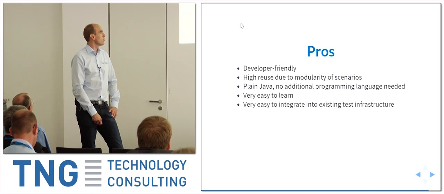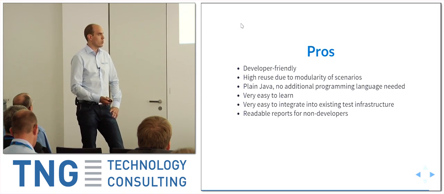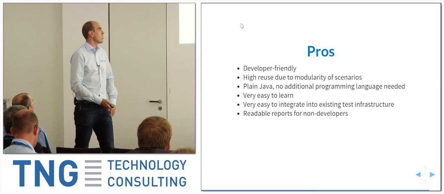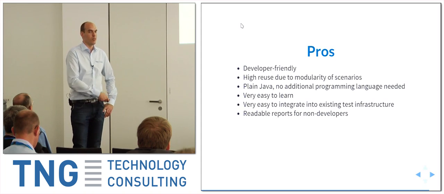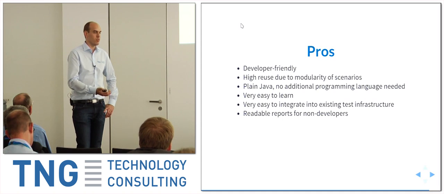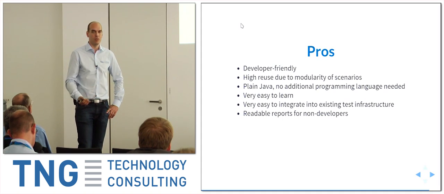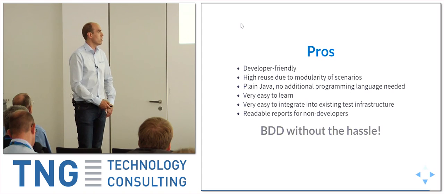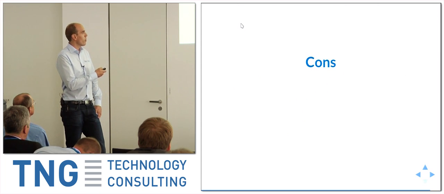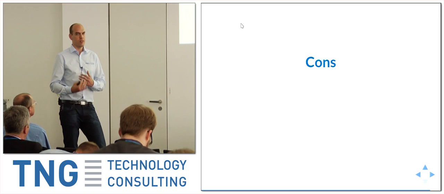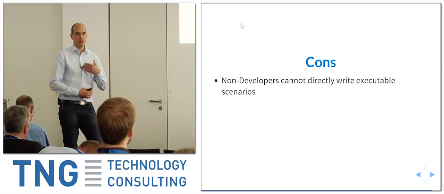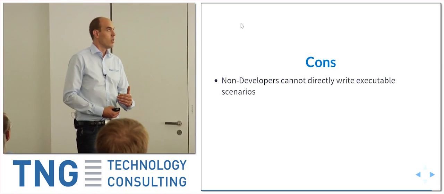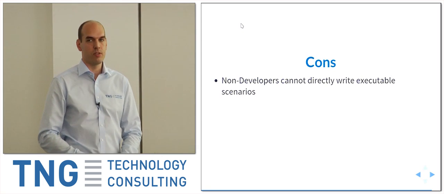What are the things which are not so nice or which are not possible? One thing, and I think the only thing, is that non-developers cannot directly write executable scenarios. So a business analyst cannot write these scenarios if he or she does not know Java. That's the only thing which is not possible. But I would say there are two buts. The first thing is that the business analyst can still write these scenarios in plain text or in Word or whatever, give it to the developer, and the developer can translate it very easily to Java code. And afterwards, it's there, and then you can discuss with the business analyst about that.